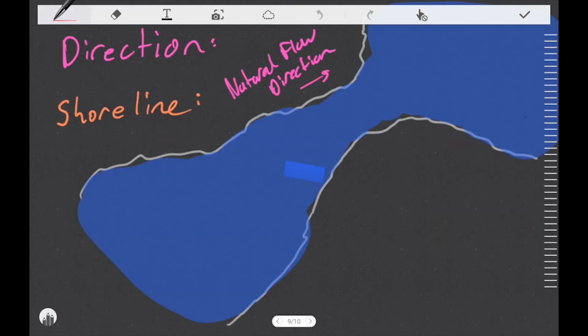So we've spent a bit of time talking about what might affect the strength or speed of the current. Now let's have a quick look at some directional effects. So the first thing I want to talk about is the shoreline.